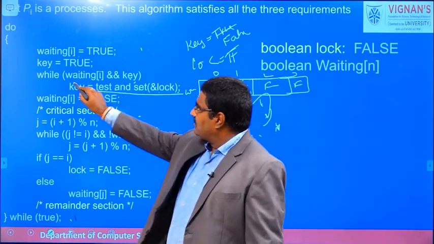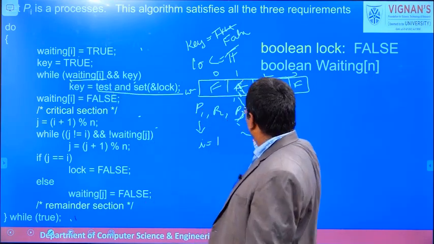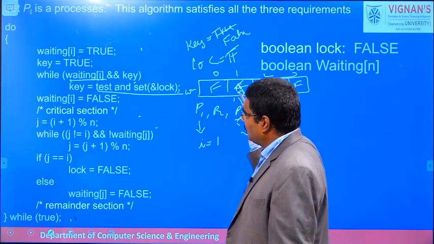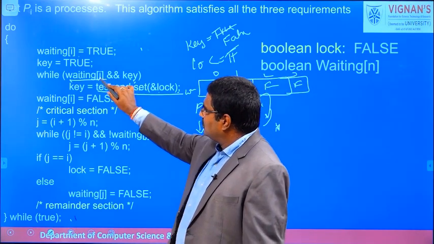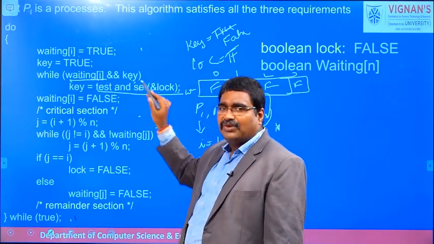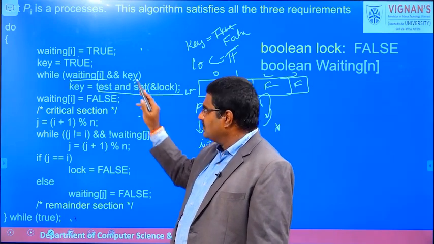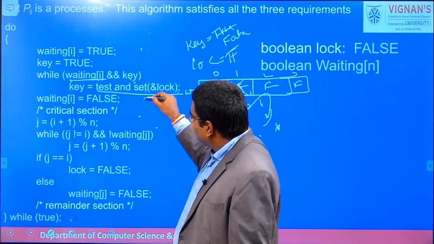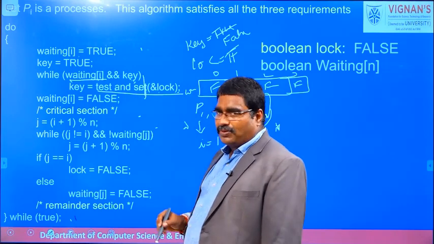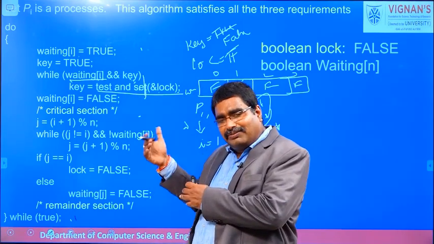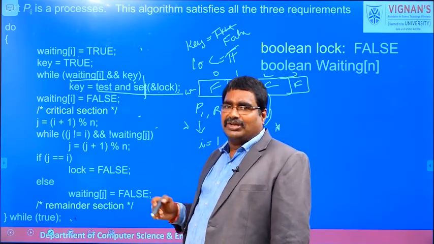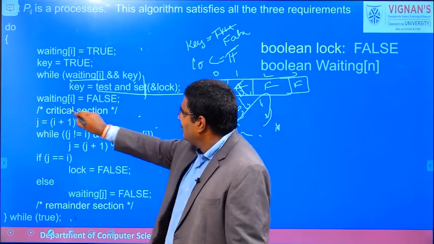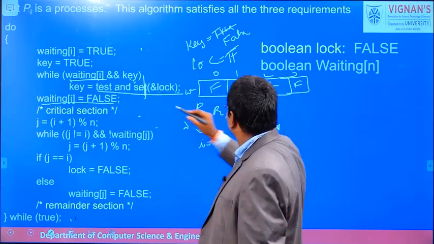So again it verifies the while condition. Waiting of i, that is waiting of 1, is true, but the key value is false. So true logical and false, the entire condition is false. For that reason it terminates the loop. That is nothing but the P1 process is allowed to enter into the critical section. For that reason we assign waiting of i equal to false.